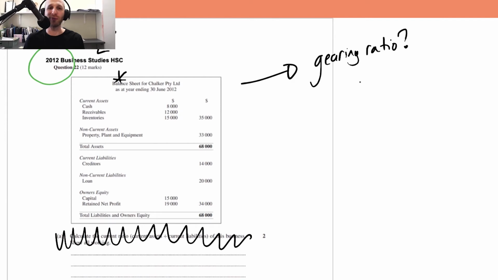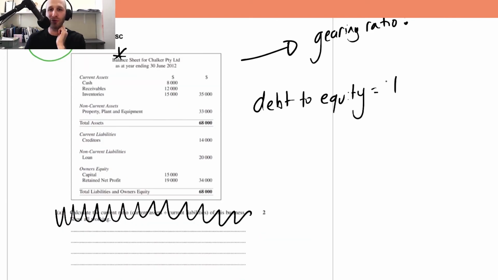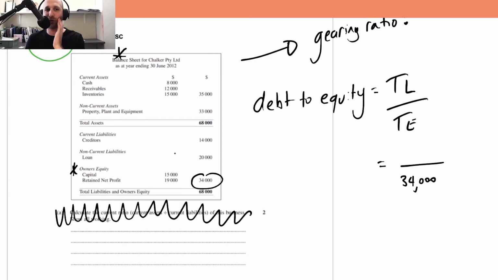for this business. And say, okay, cool, we can calculate the gearing ratio, that's fine. It equals the total liabilities, so the debt, over the total equity. So in this question we're thinking, okay, what are the total liabilities? What is the total equity? Let's start with that. Owner's equity, the total amount is 34,000. And then if I think about total liabilities, here I've got 14 and 20. Oh, okay, so that's 34,000.